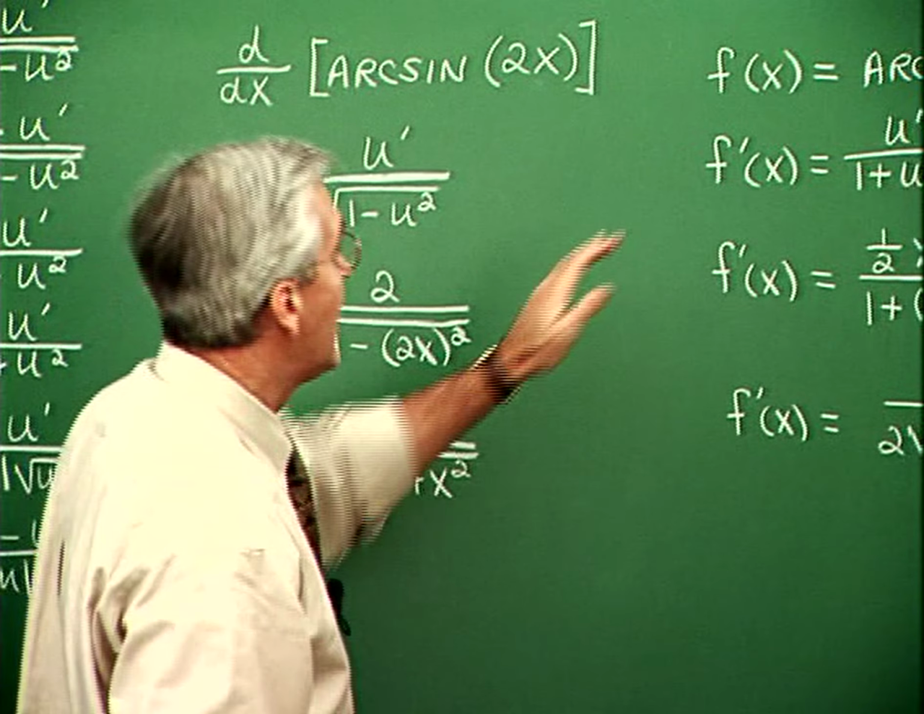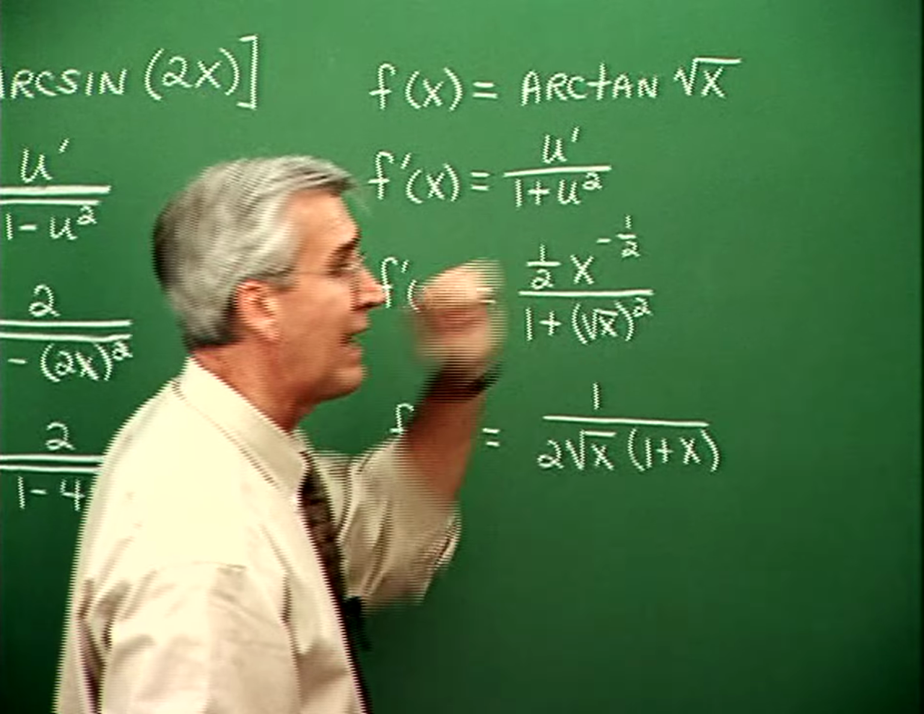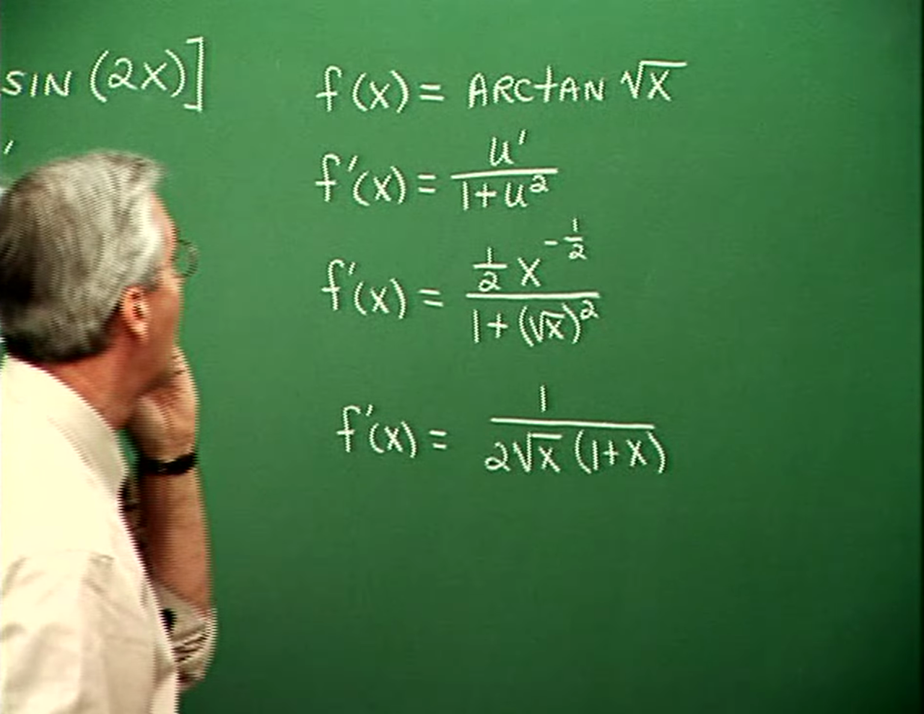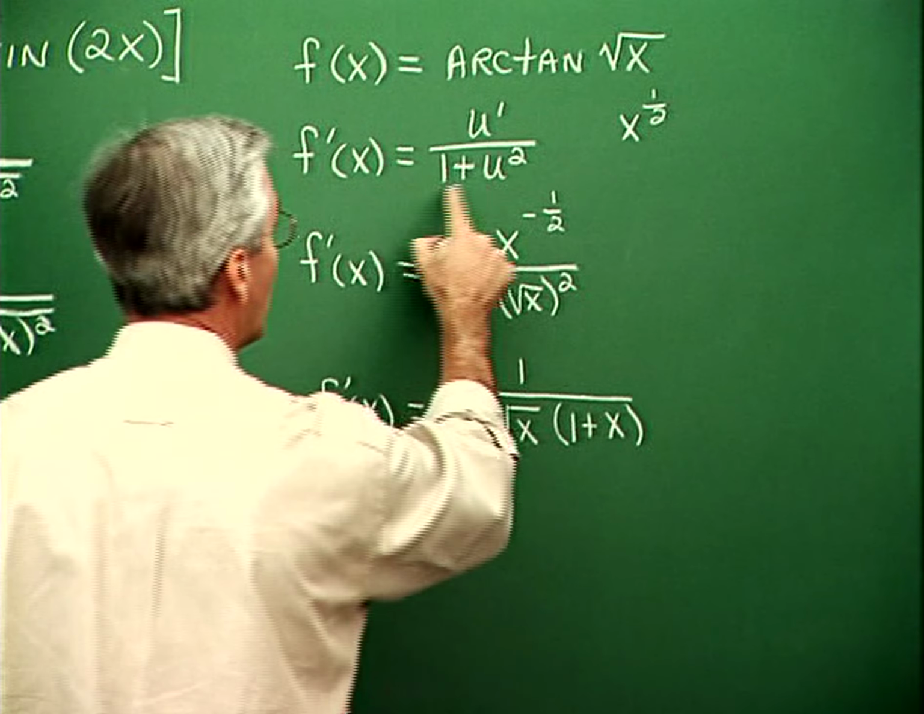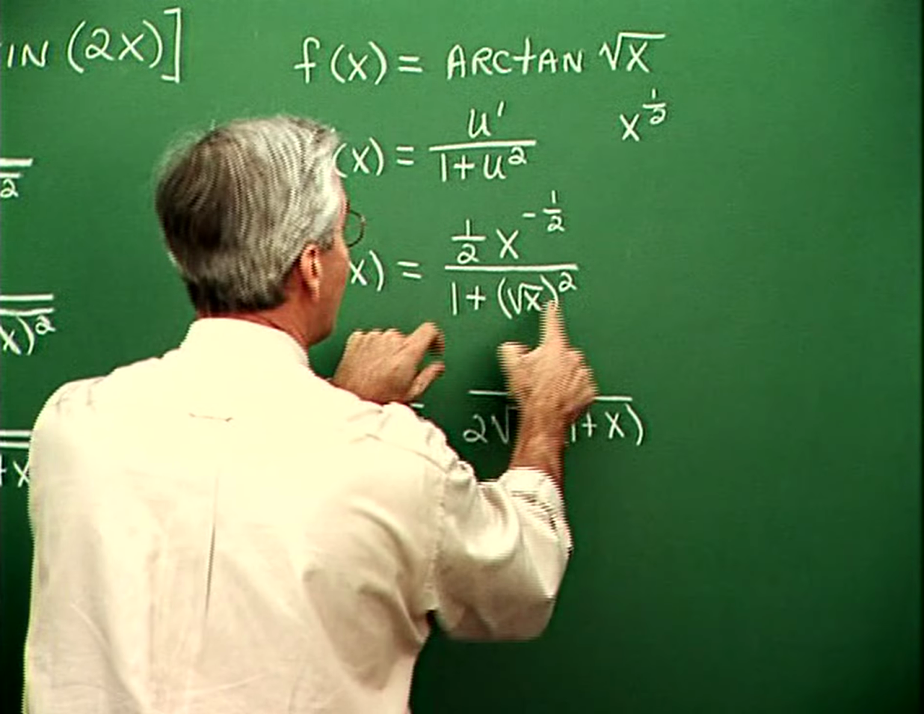Here's another one. f of x is arctangent the square root of x. We want f prime of x. We understand that the form of f prime of x for the derivative of arctangent is u prime over 1 plus u squared. Now, that comes from the list over to the left. All right, now we go through and we evaluate that. u prime, the derivative of this. Well, we think of this as x to the 1/2. So the derivative is 1/2 x to the negative 1/2. And then in the denominator, 1 plus u squared means 1 plus the square root of x squared.